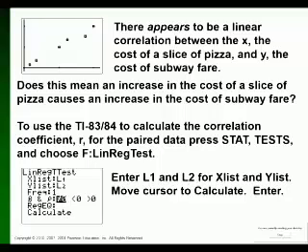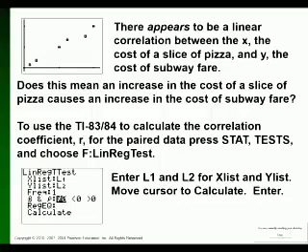Does it look like there's a linear relationship between the cost of pizza and the cost of Subway fare? Those fit a straight line pretty well. Does that necessarily mean that the cost of pizza is affecting the cost of Subway fare? No. Very first day of class, we said correlation does not imply causation. Just because there appears to be a relationship between two things doesn't mean one of them is causing the other. And that's still true here. But yes, there appears to be a strong linear relationship.